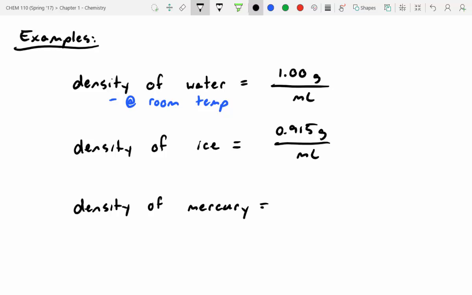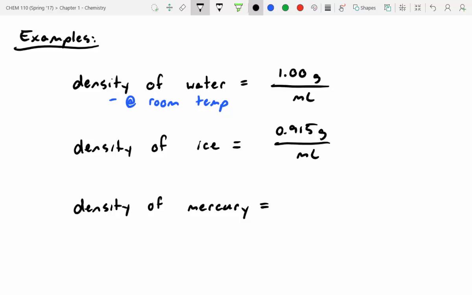Let's do mercury, not the planet, but the element. So mercury, has anybody ever seen it before? What does it look like? It's a liquid metal, right? It looks like liquid silver. If you've ever seen, what was it, Terminator 2? It kind of looks like that stuff.